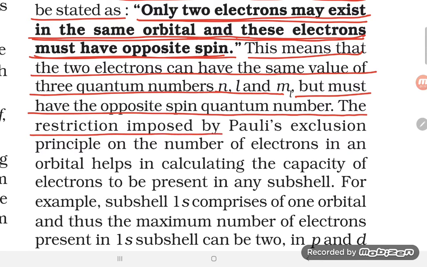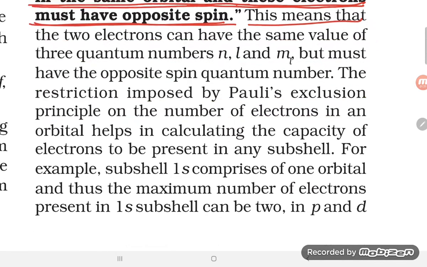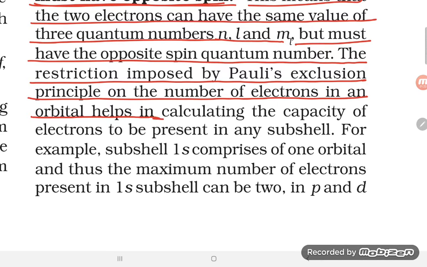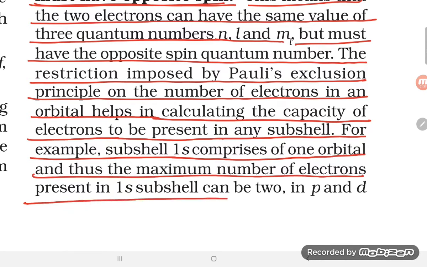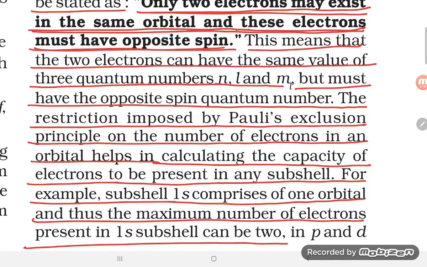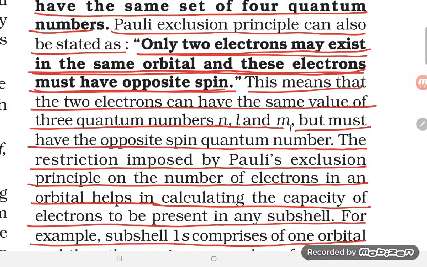The restriction imposed by the Pauli exclusion principle on the number of electrons in an orbital helps in calculating the capacity of electrons to be present in a subshell. For example, subshell 1s comprises of 1 orbital and thus the maximum number of electrons present in the 1s subshell can be 2.